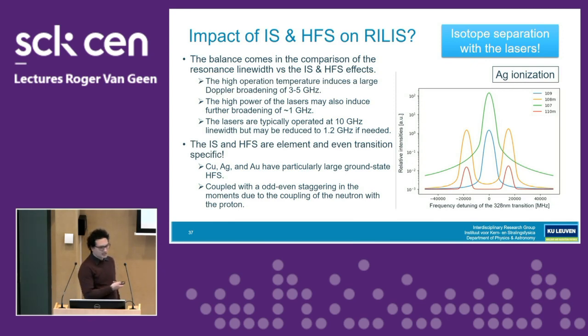And note that this simulation is done based on an enriched 107 silver sample that was irradiated in the ILL reactor, just to see what would be there. So the different intensities represent how much of the different silver isotopes there are, and by using the lasers at the right frequency, you can completely suppress the leftover raw material and really enhance the 108 that you want. But what you see as well is one laser will not be enough. You need a laser here and a laser there, so you need two lasers to make it work.